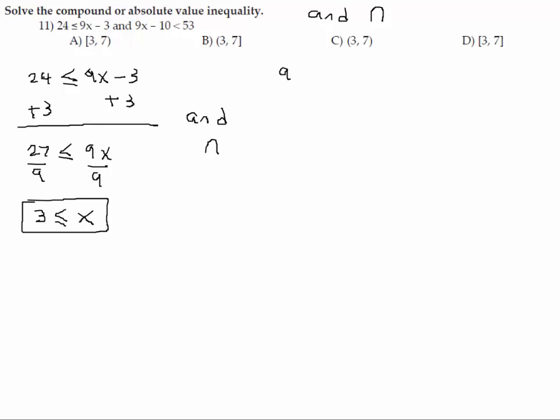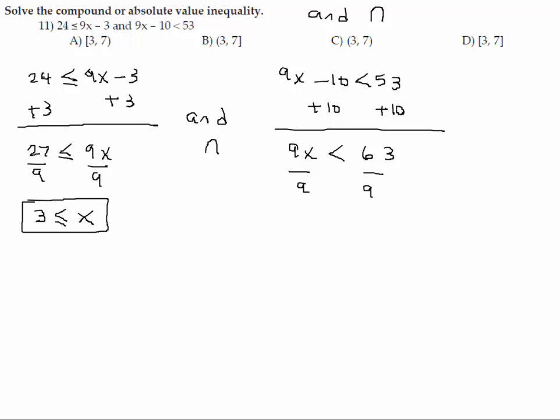Right, the next one, 9x minus 10 less than or equal to 53. So if I add 10 to both sides of the inequality, I get 9x less than or equal to, what do we get here? We get 63. So if I divide both sides by 9, x would be less than or equal to 7.